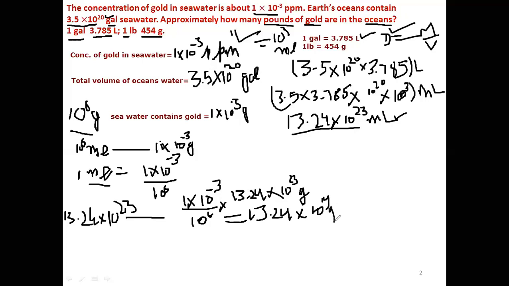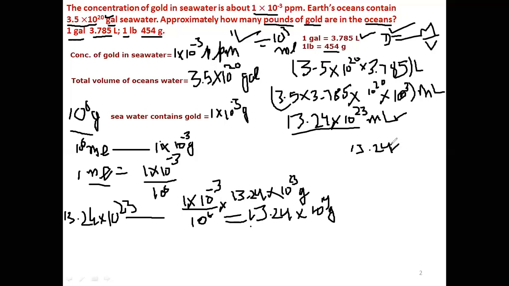But in the question, we have been asked to find how many pounds of gold. That means we have to convert gram into pounds. Now 454 grams is equal to 1 pound. So 1 gram is equal to 1 divided by 454. So in order to convert these grams into pounds, we have to divide this value by 454.